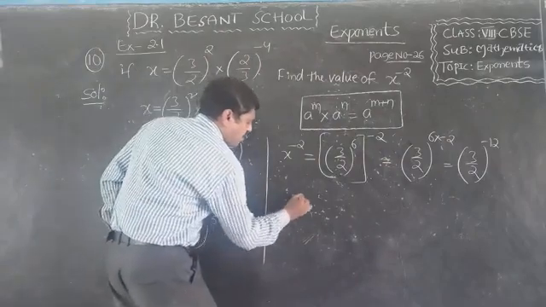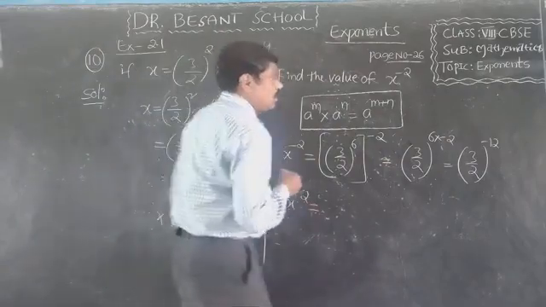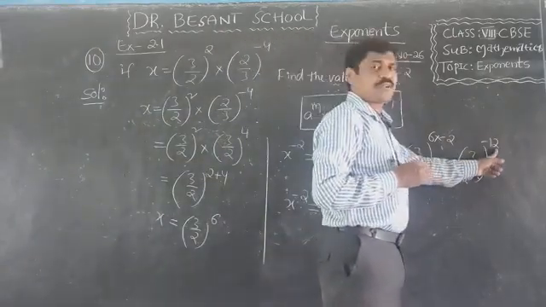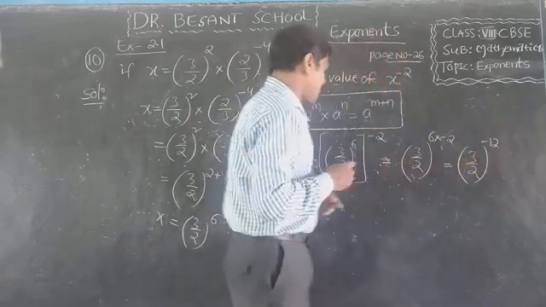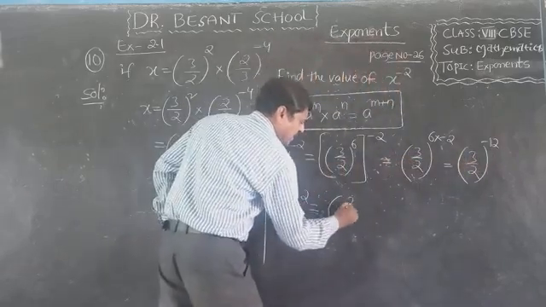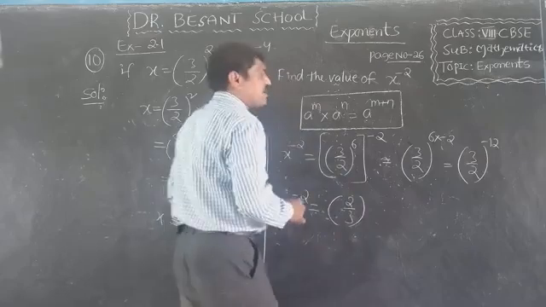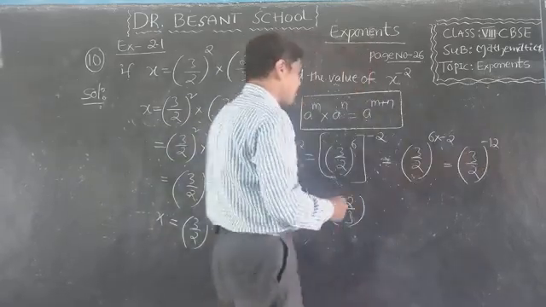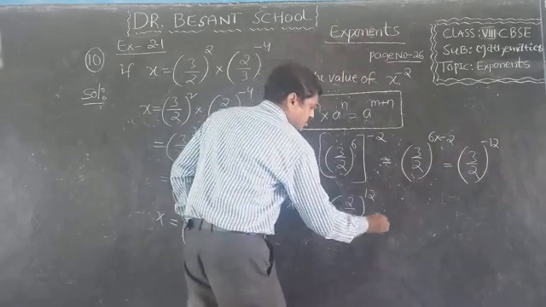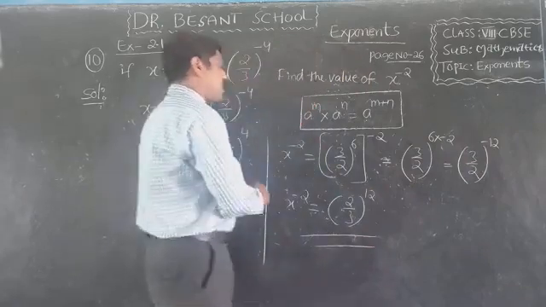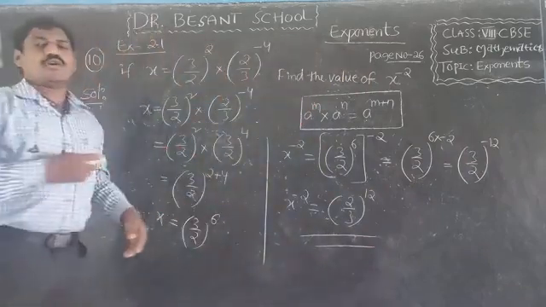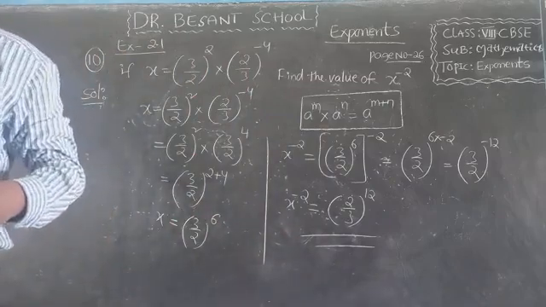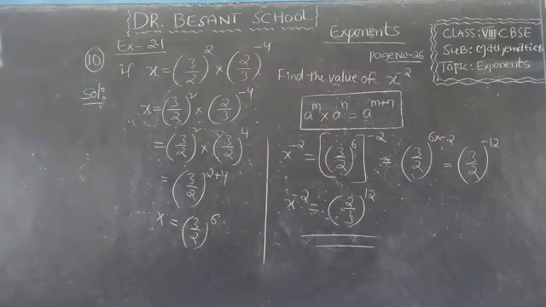So x^-2 is equal to (3/2)^-12. Instead of 3 by 2, I am writing 2 by 3. Then the exponent minus 12 will become plus 12. So finally we got x^-2 is equal to (2/3)^12. Okay, children, note down.